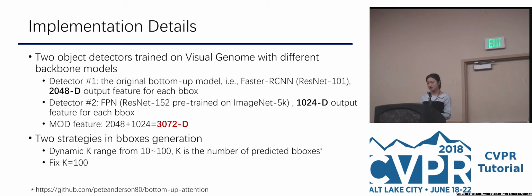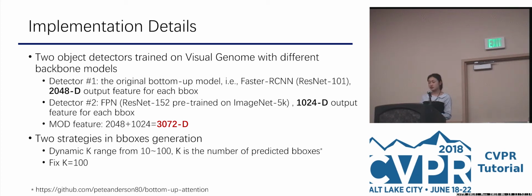Here are the details of our MOD features. It's a 3072-dimensional feature. Note that during bounding box generation, we have two options on the number of output. The first one is to dynamically determine the number of output bounding boxes, which is used in the original bottom-up attention. They set a lower bound of confidence threshold and choose 10 to 100 bounding boxes for one image.